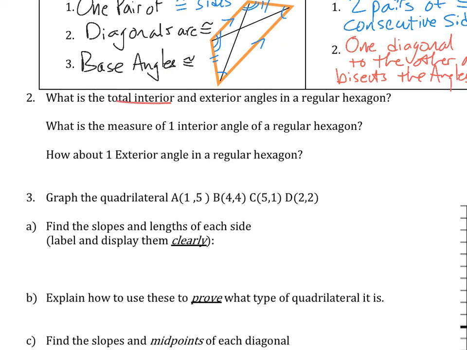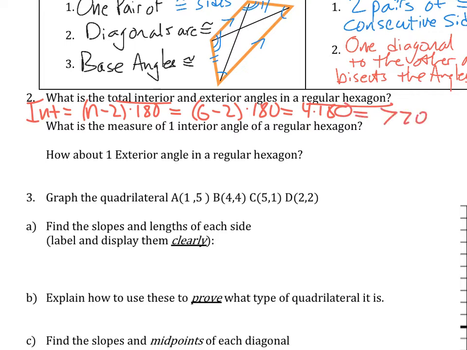How do we find the total interior angles of a regular hexagon? Well, our formula for interior angles is n minus 2 times 180. Okay, so this is for interior angles. And in this case, n is the number of sides, so it is 6 in a hexagon. So we have 4 times 180, which is 720 degrees. All right, and now that's interior.